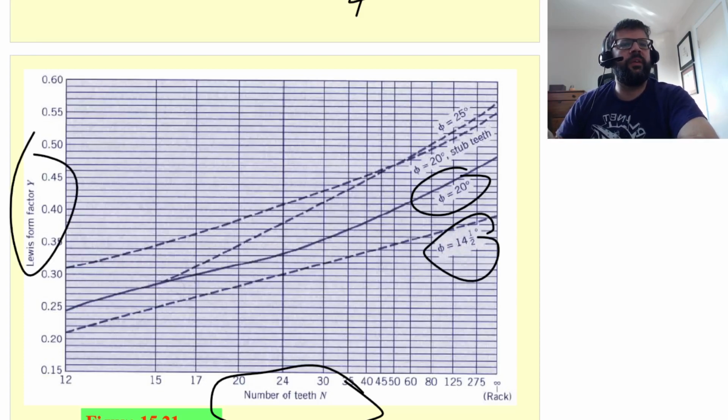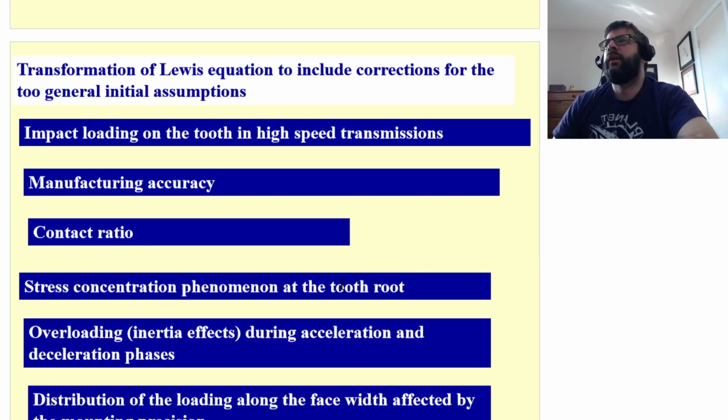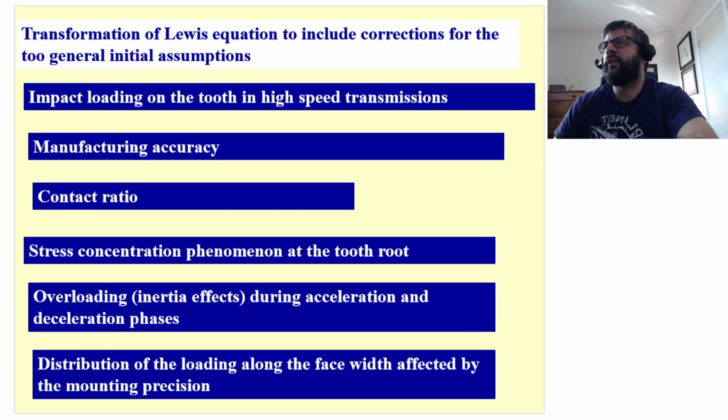But that having been said, a slight difference between the full depth teeth and the stub teeth is going to result in a slightly different y. So again, some of those assumptions that we talked about weren't necessarily valid and overlooked some aspects. They're fairly important. So they took that and they refined it. So the modern equivalent of the Lewis equation has some corrections.